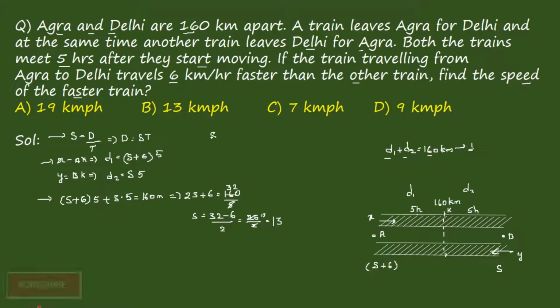So we got the speed is equal to 13 kilometers per hour, right? But they are asking for the speed of the faster train. The faster train would be moving at S plus 6, so we'll be adding 6 to S. S plus 6 is equal to 13 plus 6, which is equal to 19 kilometers per hour. So the answer is option A.